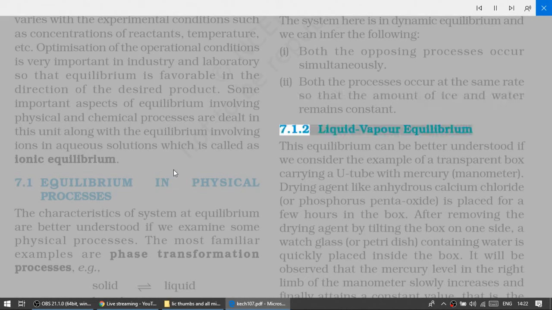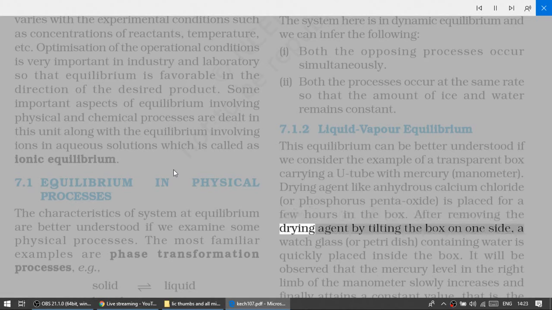Liquid-vapor equilibrium. This equilibrium can be better understood if we consider the example of a transparent box carrying a U-tube with mercury manometer. A drying agent like anhydrous calcium chloride or phosphorus pentaoxide is placed for a few hours in the box.